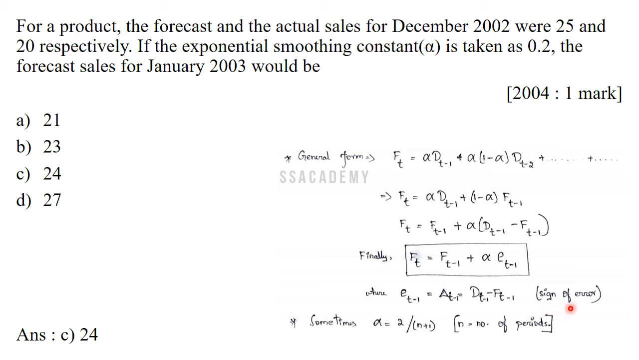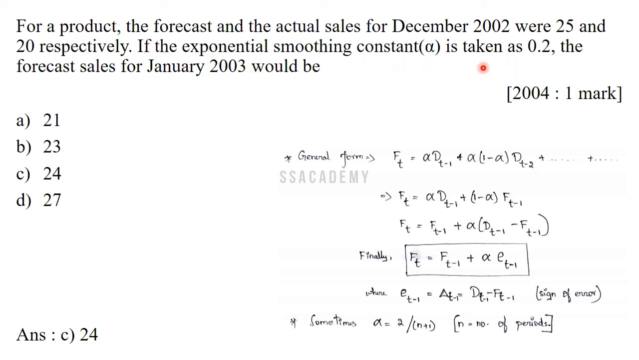Okay, here the sign of error is very important because that's why I have mentioned it again. Because if we put Ft minus 1 minus dt minus 1, in case of a minus sign, you will be getting a plus sign and you will be adding here and you will get a wrong forecast. Okay, in this question, how we could solve? They have given forecast as 25 and 20.